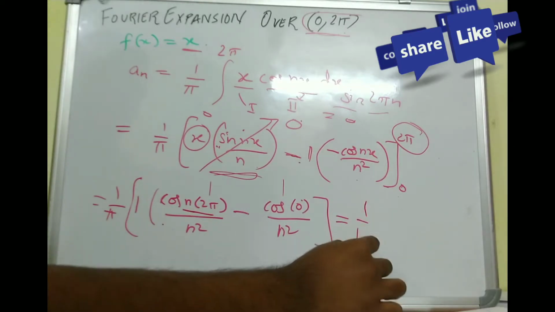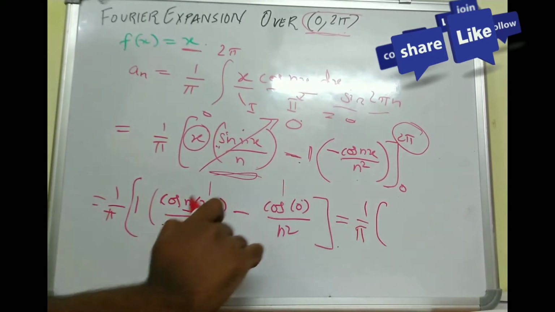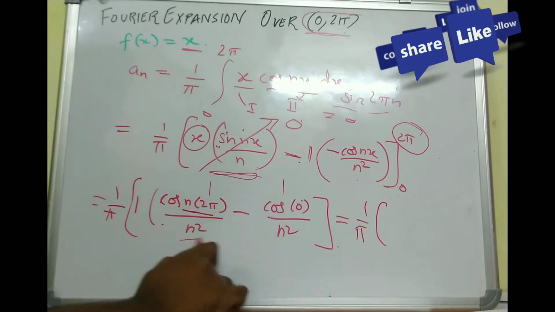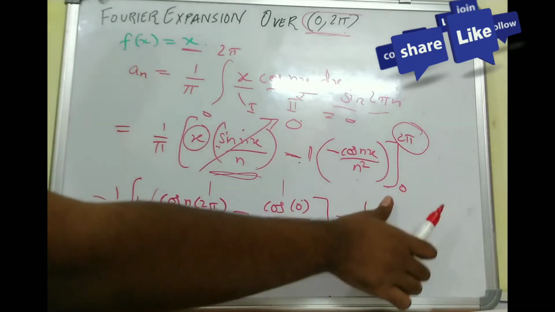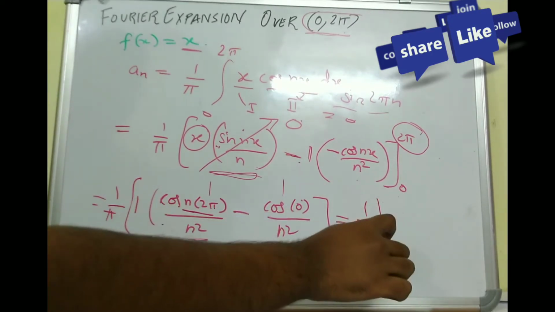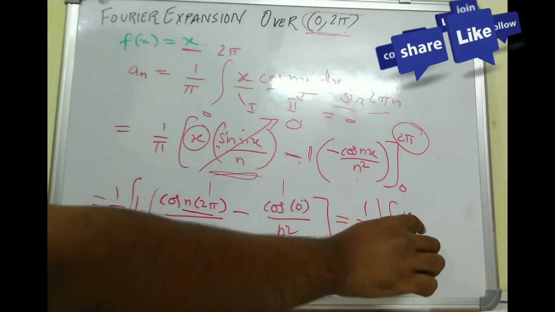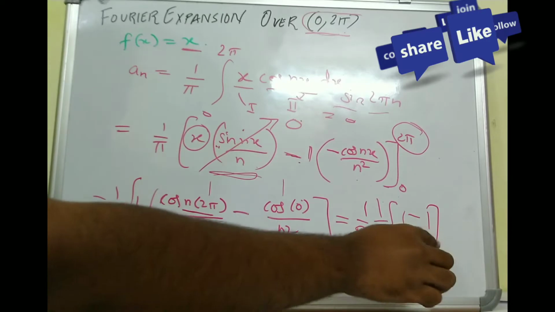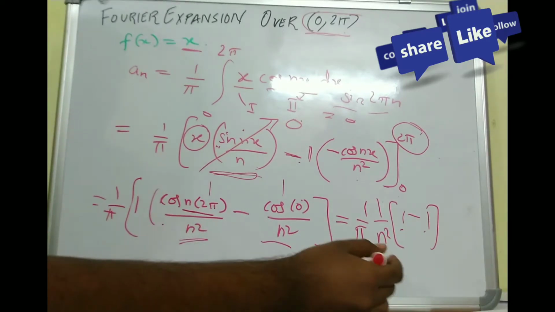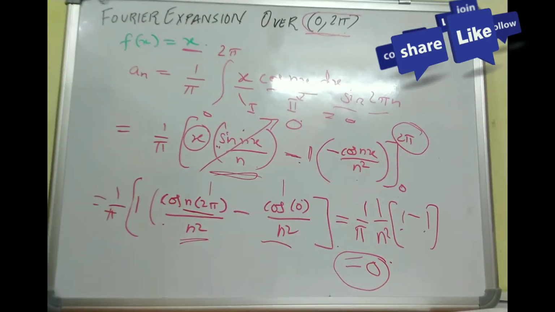It is equal to 1 by pi into cos n pi is 1. N square is common, you can take n square outside, so you can write it as 1 by n square into 1 minus cos 0 is also 1. So 1 minus 1 is nothing but 0. So the answer is 0. So an becomes 0.